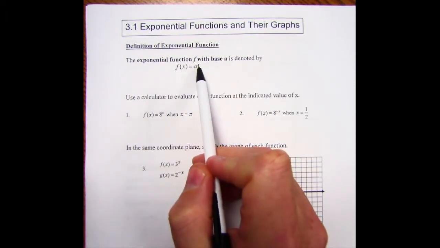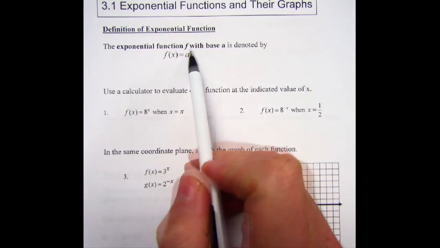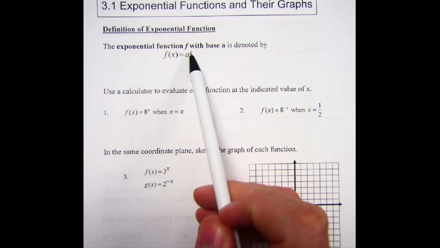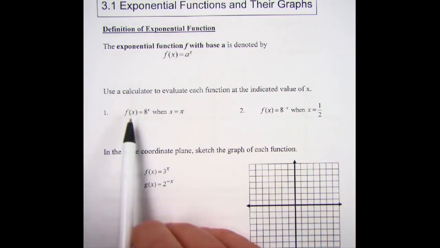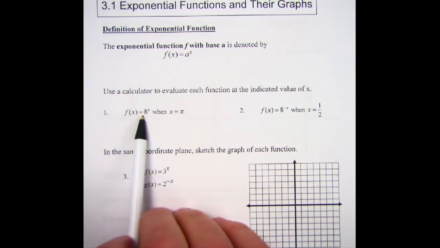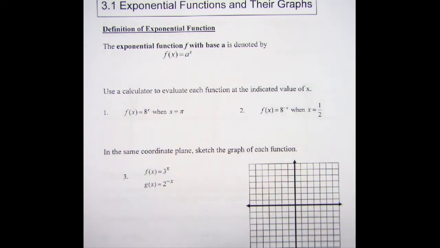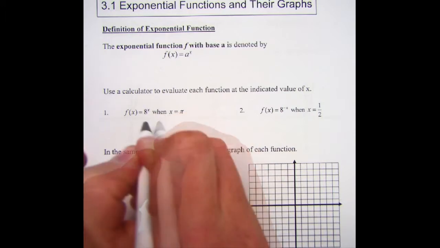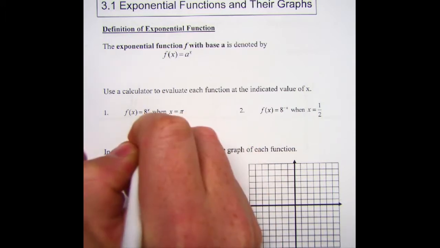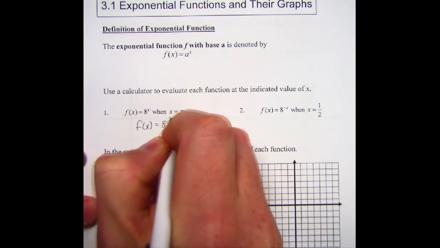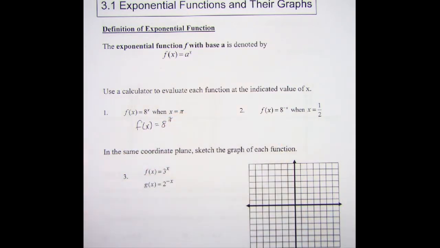Let me zoom in there a little bit so we can get a little bit closer. So the exponent is where your variable is. Okay, it's like this right here. For number 1, it says f of x is equal to 8 to the x power. So it says let's evaluate that using pi for x. So that would be f of x is equal to 8 to the pi power, which looks a little weird.